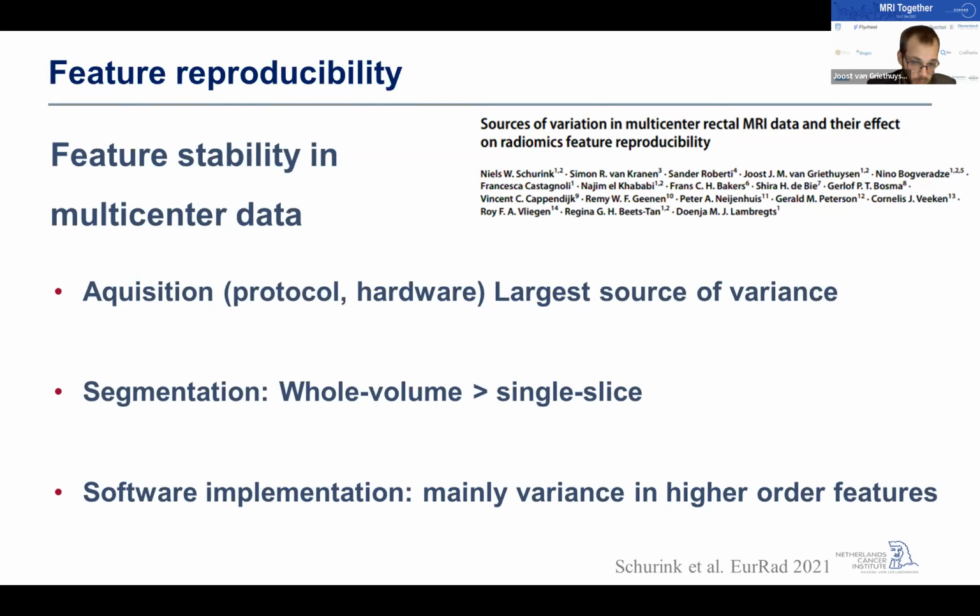For the segmentation part, it's also outside the scope of the PyRadiomics project, but again, it has been known that whole volume segmentations lead to more reproducible features than single slice. And finally, the software implementation, which is the part of radiomics, showed that the variance is mainly in the higher order features, which is partly because these features are that much more complex, but also because these features generally require a bit more pre-processing than simple first order features like shape and histogram features.